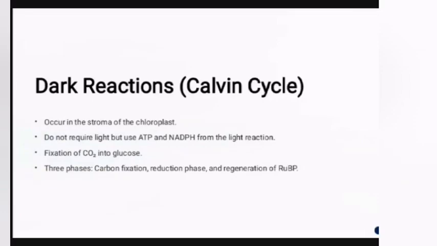So your takeaway here is what? Number one, it occurs in the stroma of the chloroplast. Number two, it does not require light. Number three, it uses ATP and NADPH produced during light reactions. Number four, it forms glucose as the end product. Carbohydrate, in brackets glucose, is formed as the end product.